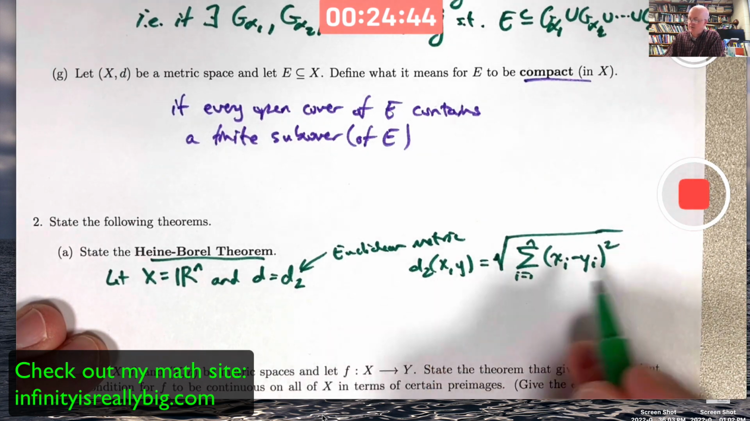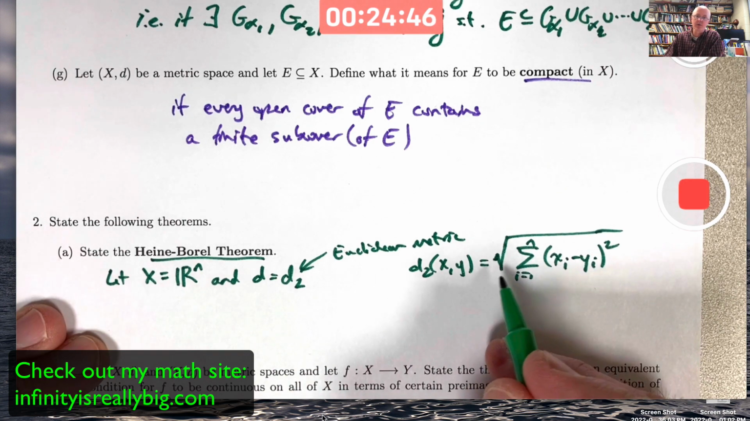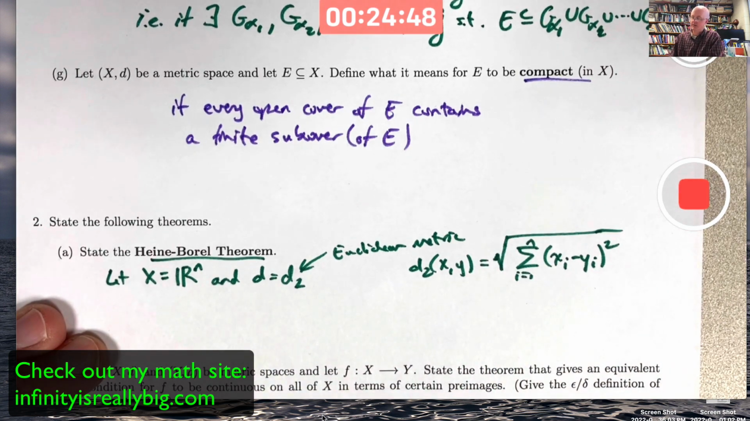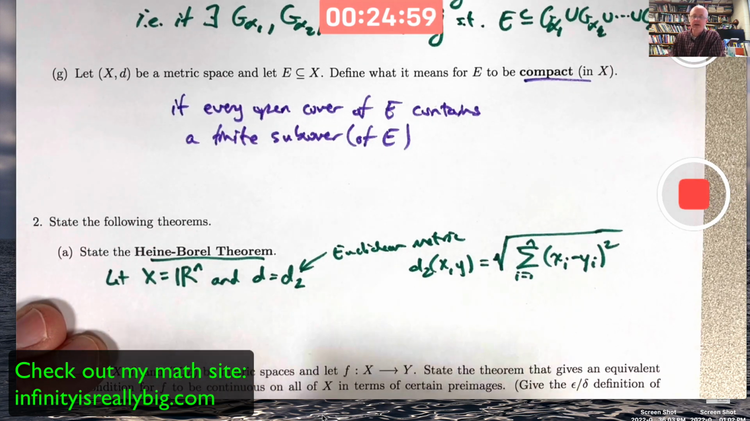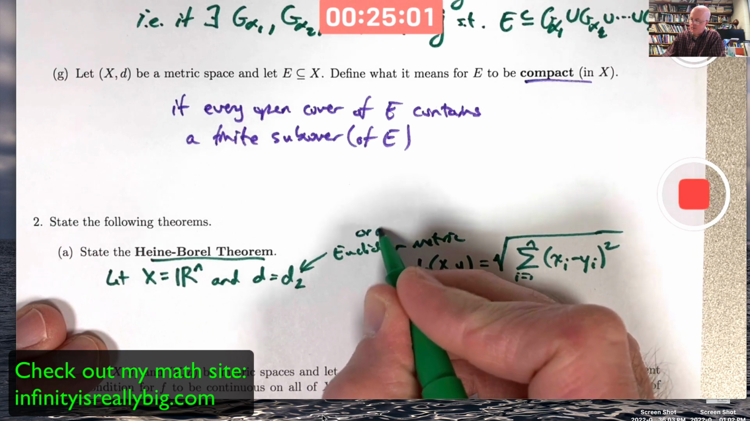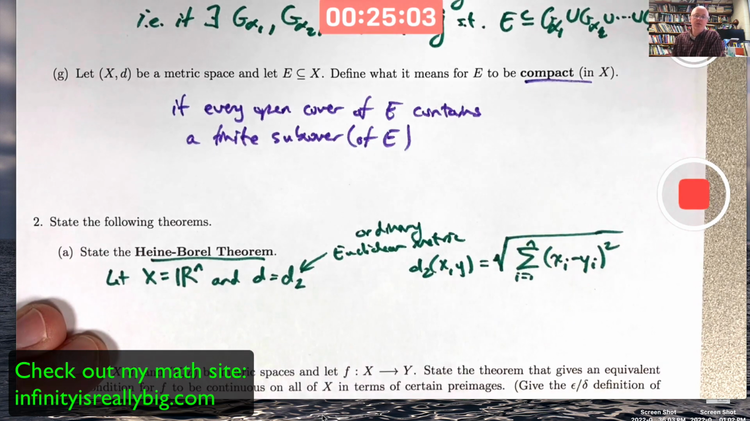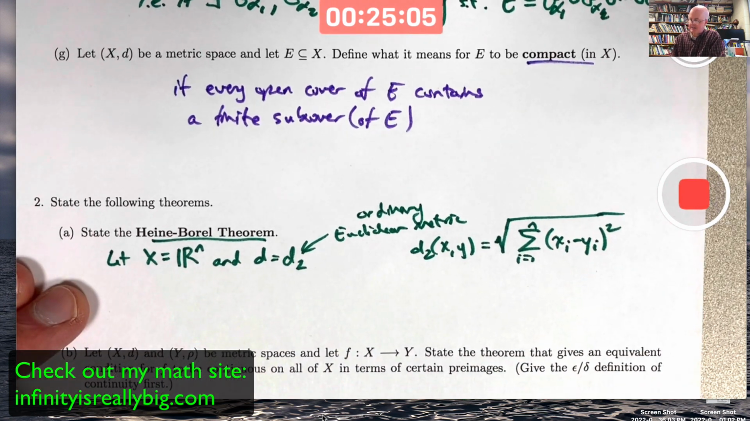The 2 here refers to the fact that we're squaring and taking a square root. You can have other kinds of metrics as well. In Euclidean space, other kinds of metrics give you what are called equivalent topologies, so it's not a real big deal, but the book I use states it in terms of the ordinary Euclidean metric. Ordinary Euclidean metric of measuring distances.